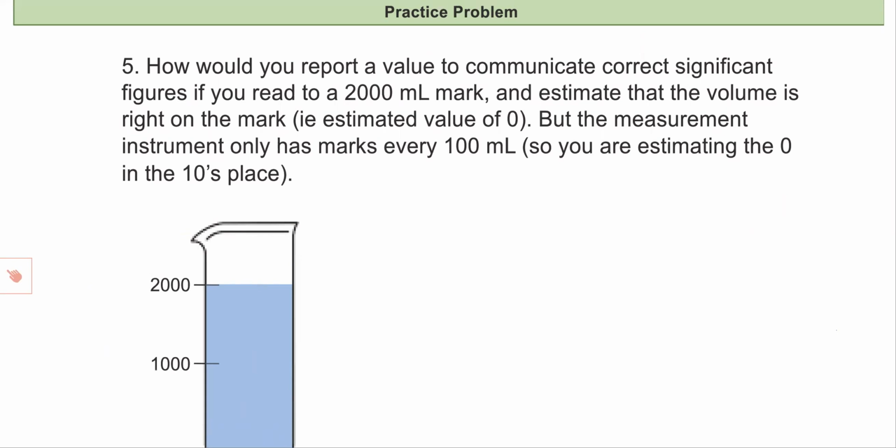In this problem, we have a graduated cylinder that has only two markings at the 1000 and 2000 place. We want to report the volume with the correct significant figures. That means we get to measure to the mark, and it looks like this one comes right to 2000, and we get to estimate one digit. Now, since our markings come every 1000 milliliters, my estimated digit is right here in the 100ths place.